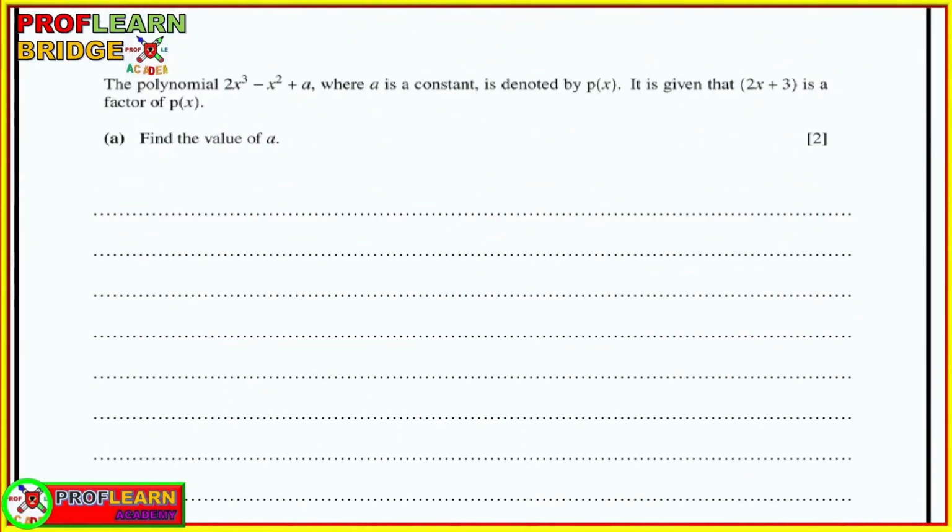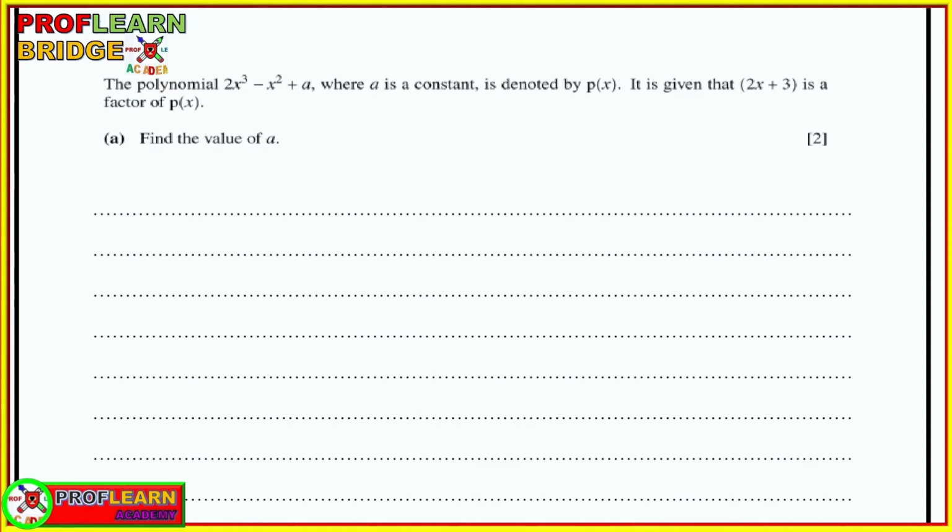The next question, we are told that a polynomial 2x cubed minus x squared plus a, where a is a constant, is denoted by p(x). It's given that 2x plus 3 is a factor of p(x). We're supposed to find the value of a.